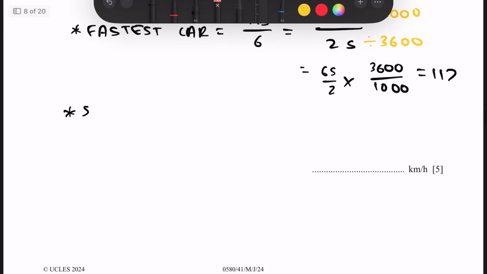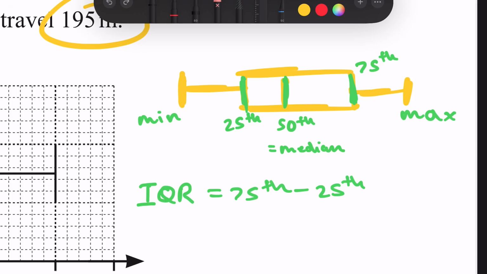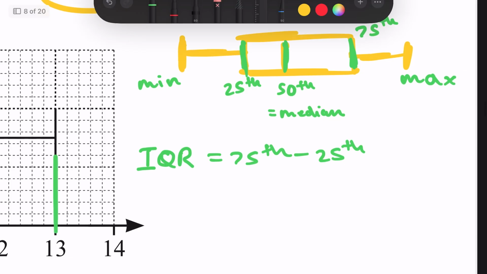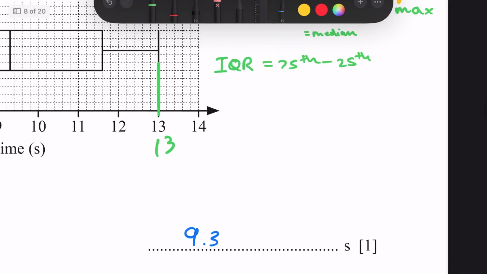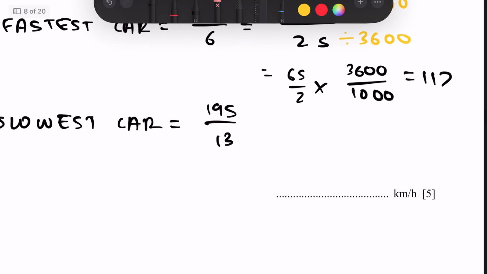And our slowest car would have the longest time. So we take the maximum value. So the distance is the same, 195, and the largest value, as you can see, the rightmost line, lies at 13. So it takes our slowest car 13 seconds to travel 195 meters, which is equal to 15 meters per second.